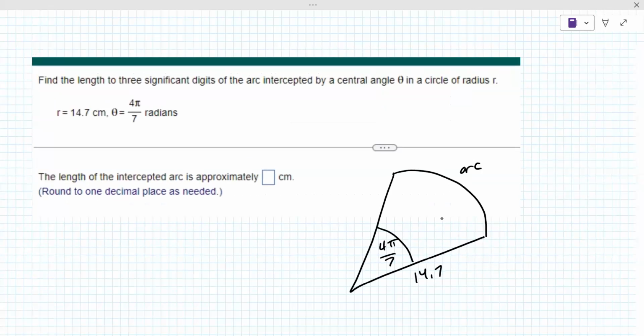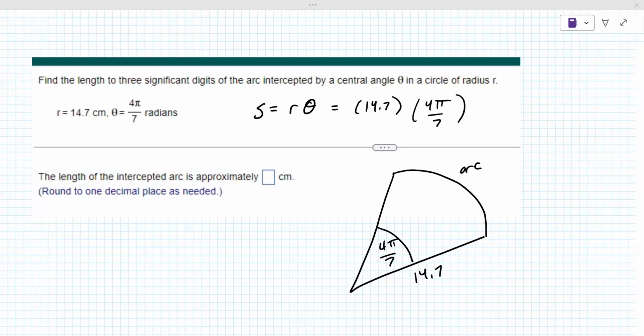Radius is 14.7. The formula is S equals R times theta. You are given the radius 14.7 and the angle is 4 pi over 7. So you just have to multiply those two numbers together, round to 1 decimal place. Okay, cool. Let me do that real quick then.